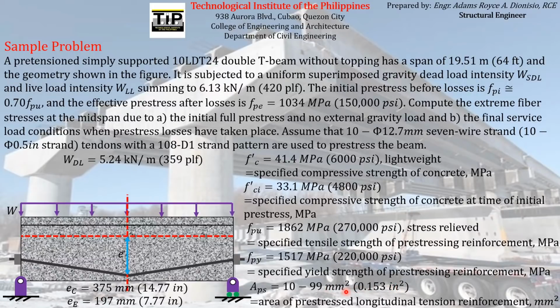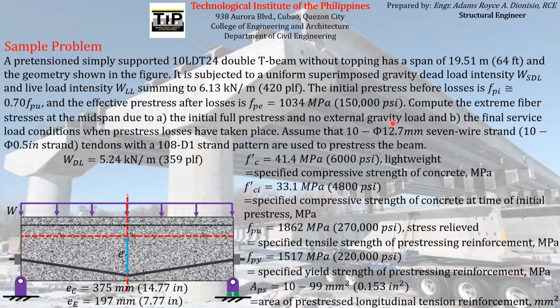So if you multiply 10 by the 99 mm squared, which is the cross-sectional area of the pre-stressing reinforcement, you can find the total area of the pre-stressing reinforcement. So that is the area of the pre-stressed longitudinal tension reinforcement.